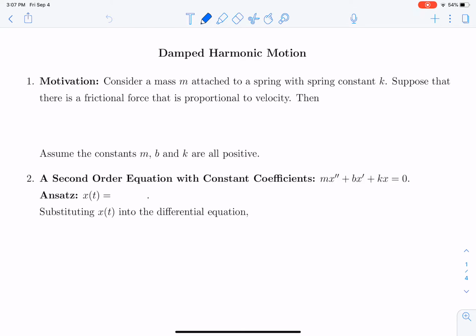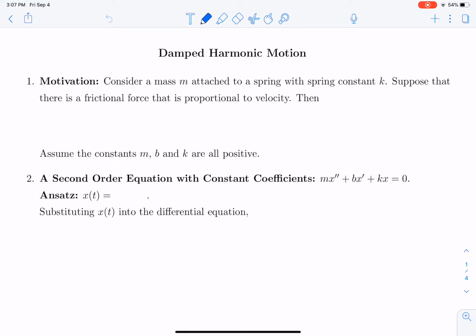Previously, we modeled the motion of a mass attached to a spring, assuming that there was no frictional force on that mass or no air resistance. So now I would like to update that model by considering a mass m attached to a spring with spring constant k, but I want to add that there's a frictional force, and that frictional force is proportional to velocity.